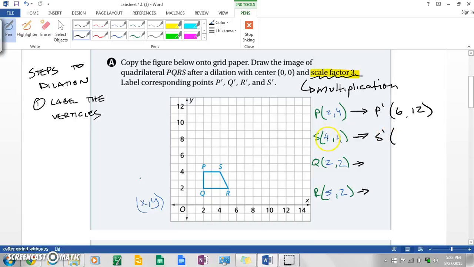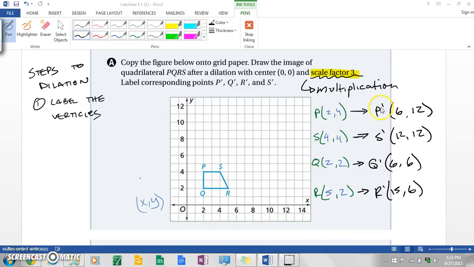S', 4 times 3 is 12. 4 times 3 is 12, so S prime is going to be at 12, 12. Q prime is going to be at 2 times 3, which is 6. 2 times 3, which is 6. Q prime then falls at 6, 6. R prime falls at 5 times 3 is 15. 2 times 3 is 6. R prime falls at 15, 6.